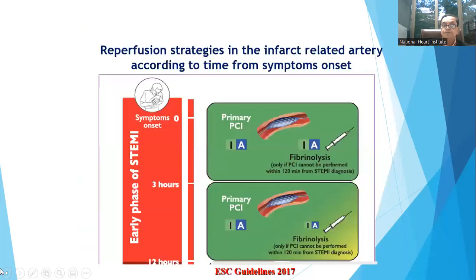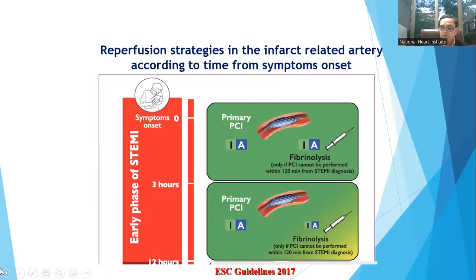therapy, was obviated. In 2017, with all these 2.5 decades of primary angioplasty on the scene, if we look at the 2017 guideline for reperfusion strategy in the infarct-related artery, as we can see, in the early phase of ST elevation MI, that is within 3 hours, primary PCI and fibrinolytic therapy both have a class 1A position, and therefore fibrinolysis is still valid if PCI cannot be performed within 120 minutes from the ST elevation MI diagnosis.